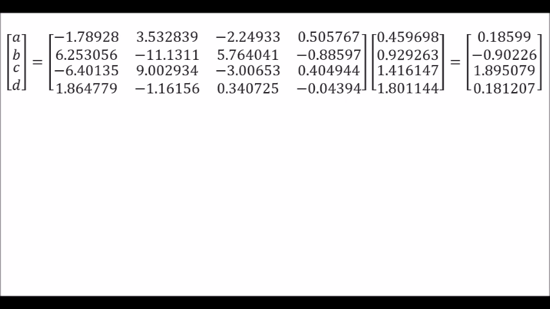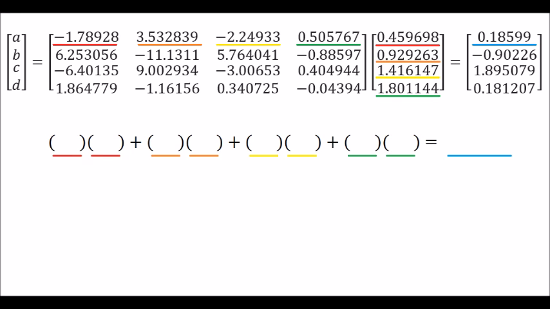The following slides use color coordination to show how matrix multiplication is performed, in case you needed a reminder. We must multiply the colored pairs together, red multiplied by red, orange multiplied by orange, yellow by yellow, and green by green. When we add these 4 pairs together, we get the value underlined in blue. In this case, a equals 0.18599. Same thing as before, just that we are in the second row. b equals negative 0.90226.